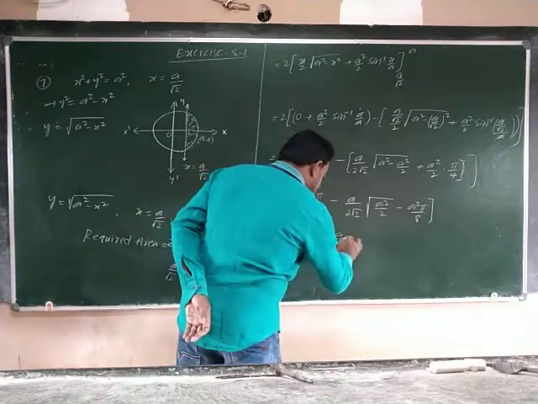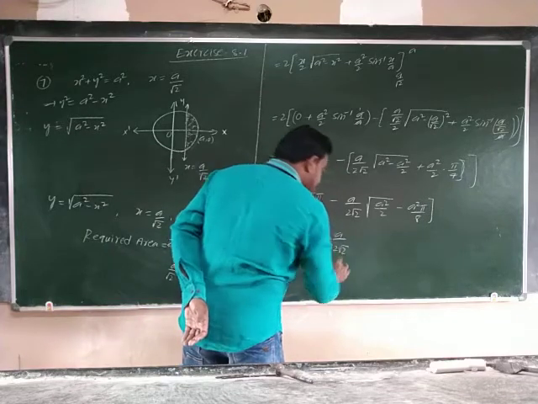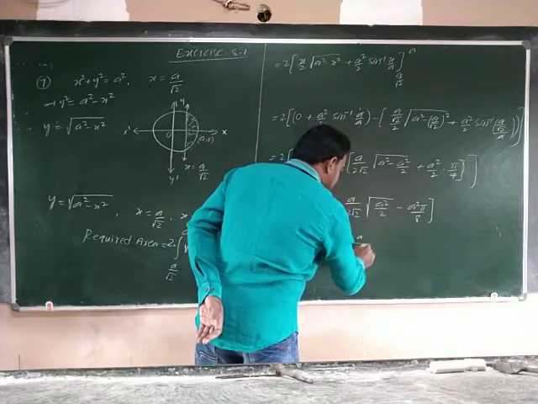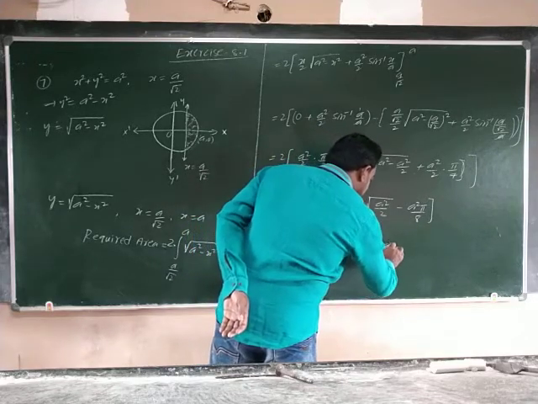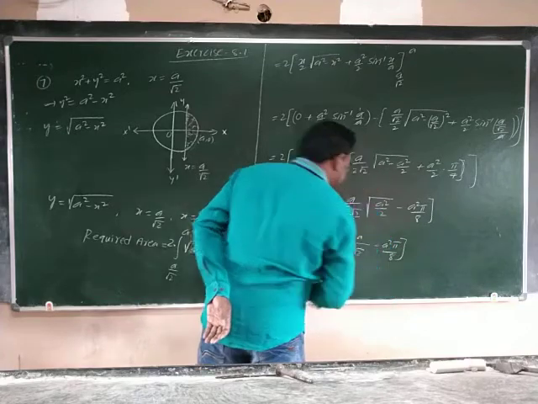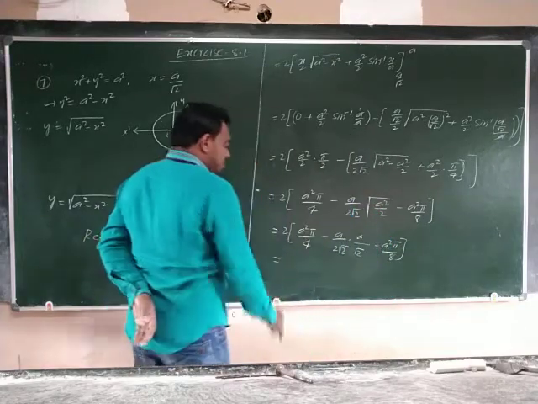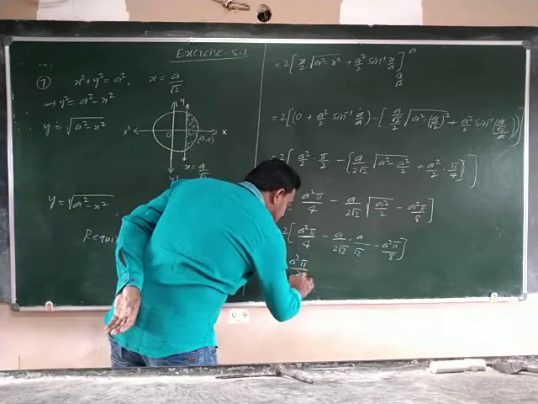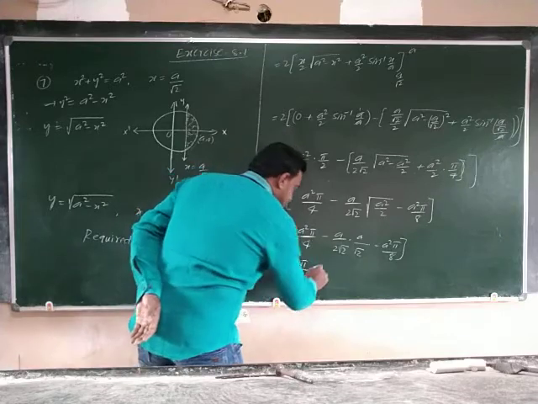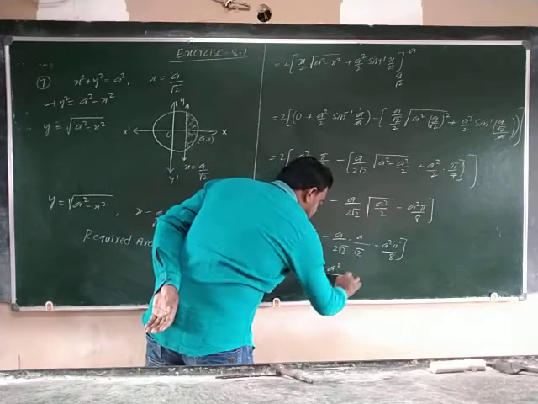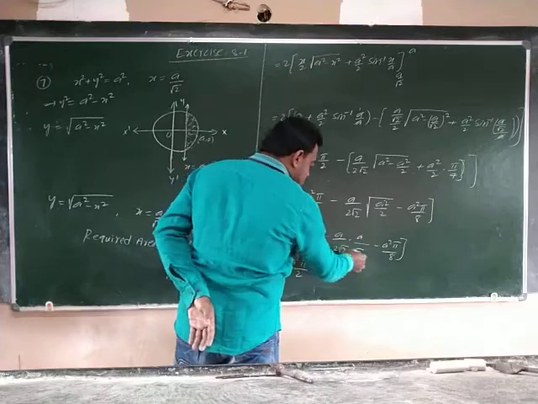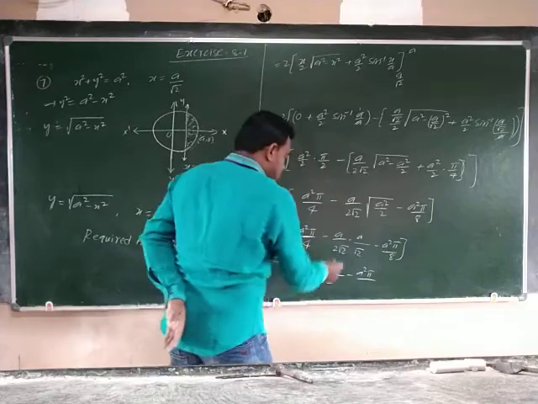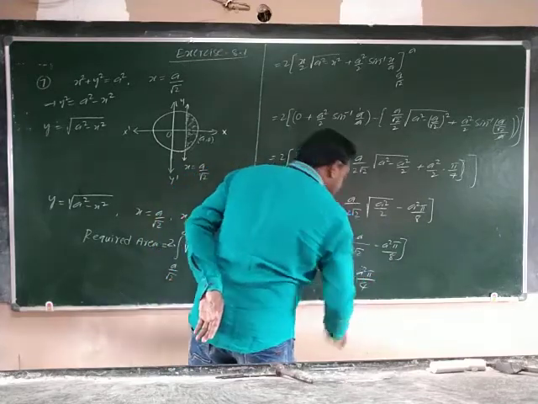Next, minus a by 2 root 2. Square root of a square is equal to a only, by 2 minus a square pi by 8. So you multiply with 2, then what are you getting? A square pi by 2, the 2 2s are getting cancelled. Minus a into a square. Here 2 gets cancelled. 2 into root 2 minus a square pi by 2, 4 times by 4.